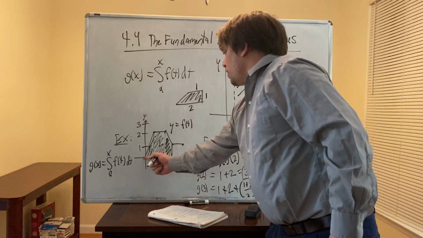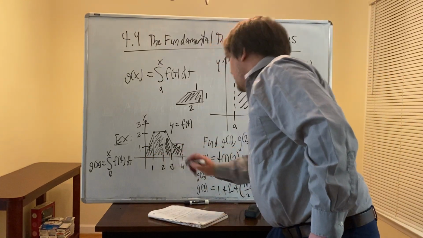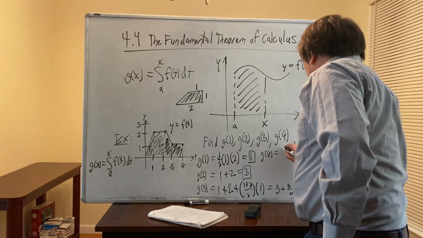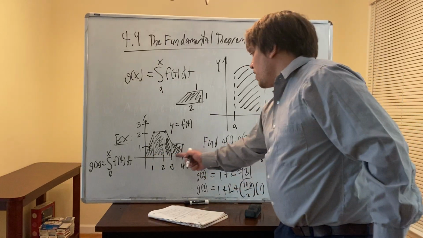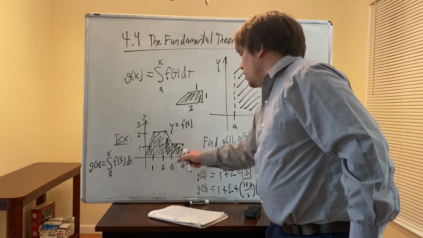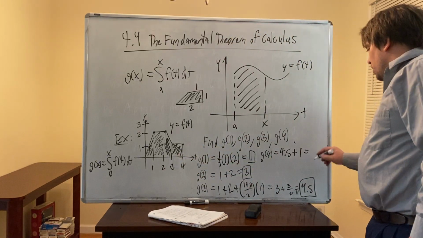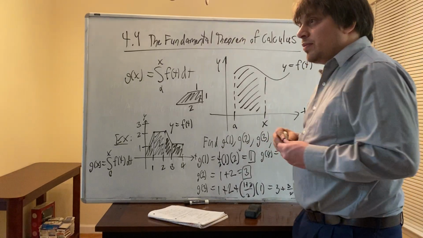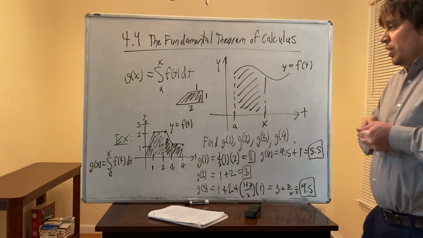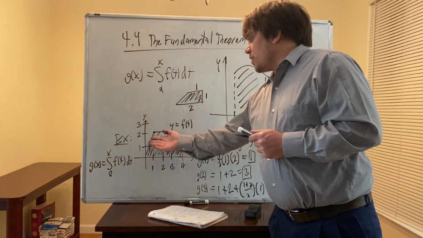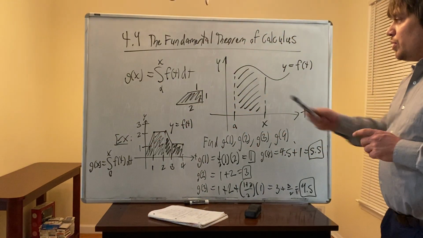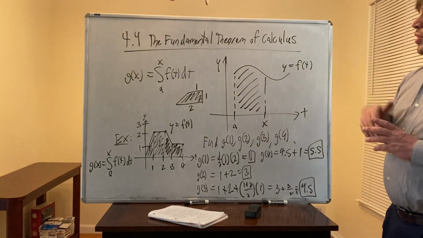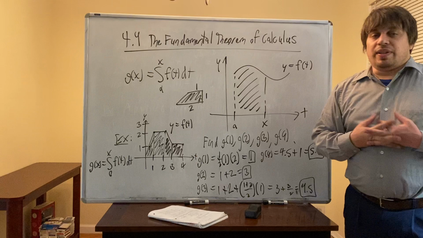And g of 4 is the area from 0 to 4. So g of 3 was the area from 0 to 3, which was 4.5. Plus now the area of this, a 1 by 1 square, which is 1. So 4.5 plus 1 is 5.5, and g of 4 is 5.5. This is how you calculate g of x for this example. We're going to use this g of x function to talk about the fundamental theorem of calculus in the next video.